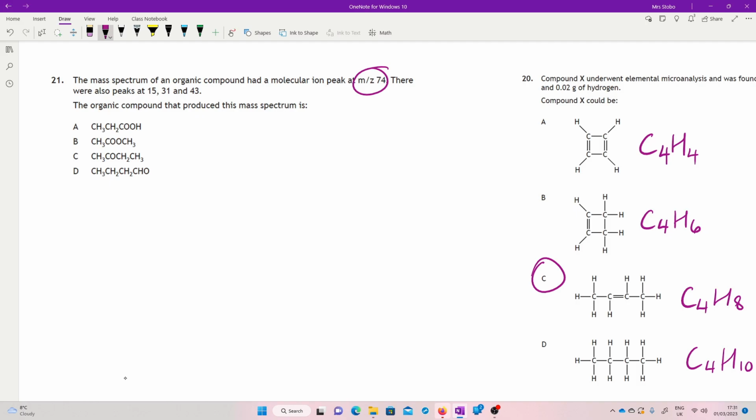So you can do some number crunching on this one. They're not all totally identical. So this one is 74. This one calculates at 74. These two calculate at 72 and 72. So we can get rid of C and D. We are looking at A and B. So A is this, and B is an ester.